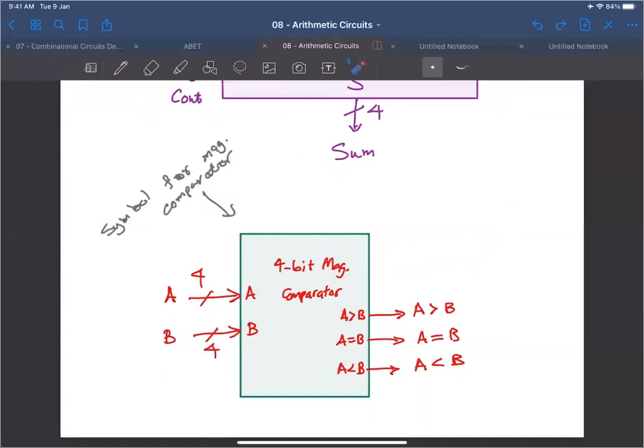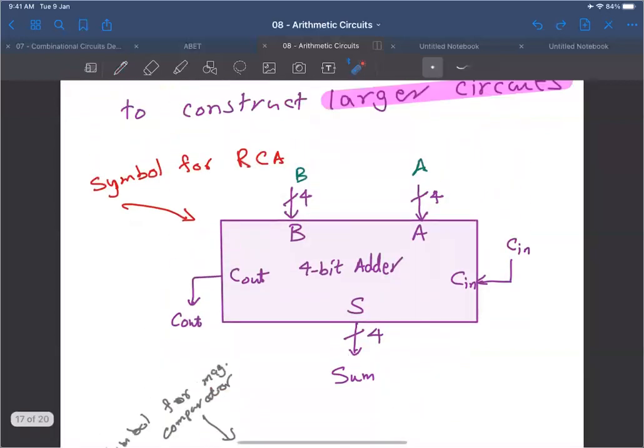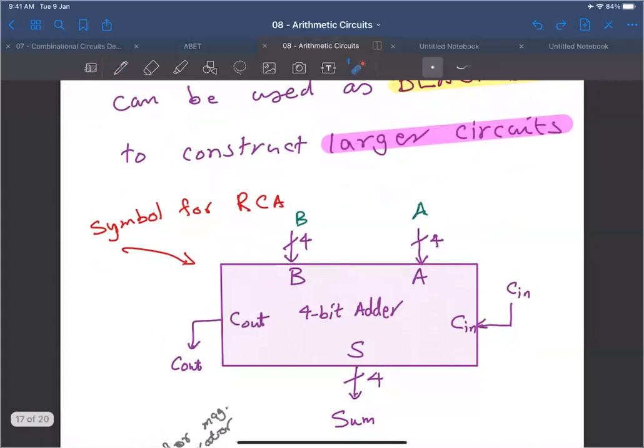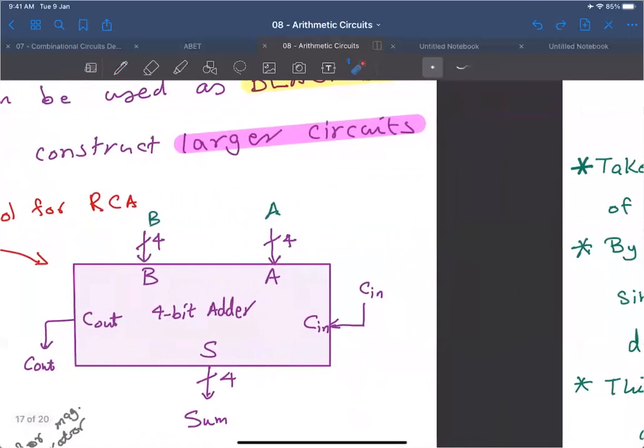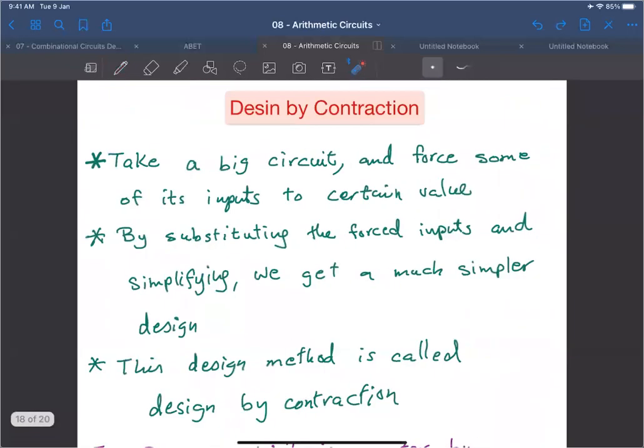All right. Having said so, this concludes our discussion about the magnitude comparator as well as the ripple carry adder. We will come back to the ripple carry adder when we discuss negative numbers, I mean signed integers, to construct a subtractor from the adder. But for now we have finished that, and we will move on to another design technique called design by contraction. Please pay attention, because it's simple.